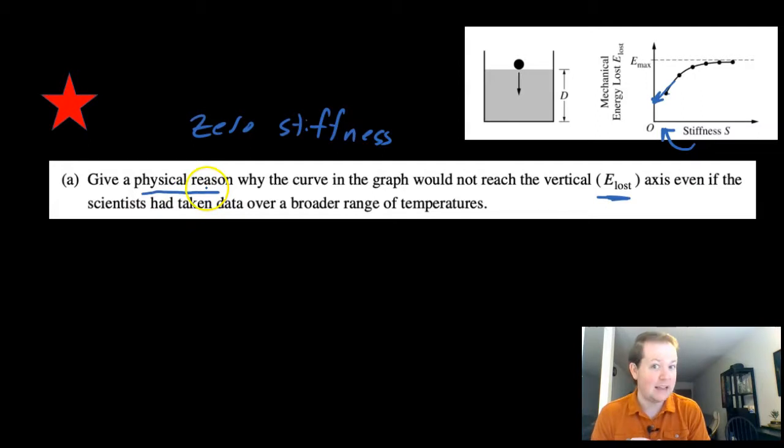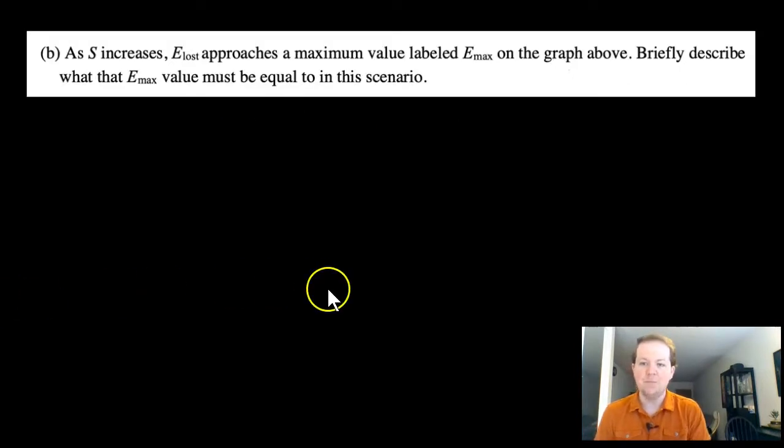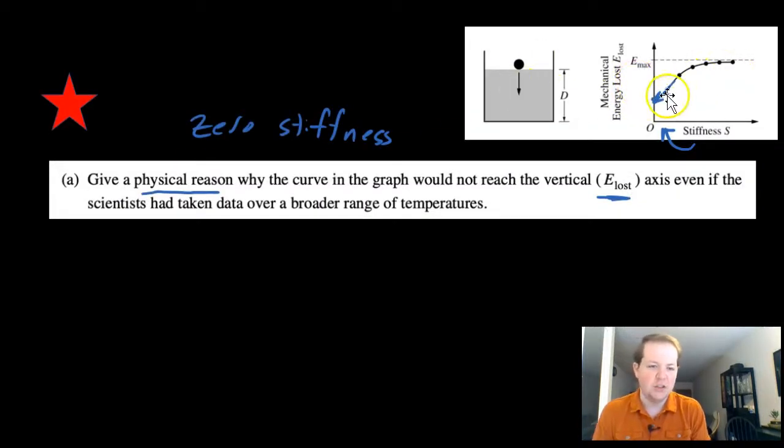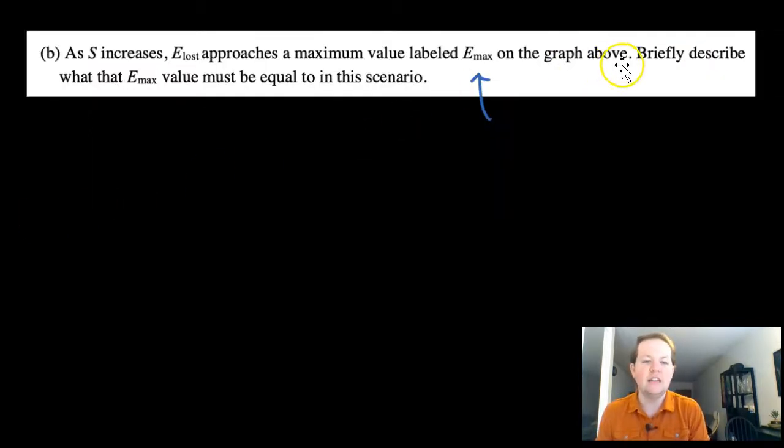It was not really asking about energy. Okay, now for B, it says as S increases, E lost approaches a maximum value labeled E max on the graph above. Ooh, I wish I copied and pasted this over. So here's that line, and it's approaching, right? It's approaching, not passing, not even hitting. It's approaching this line, E max. The question is asking to describe what E max value must be equal to.